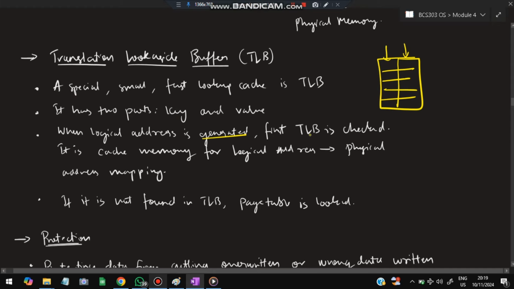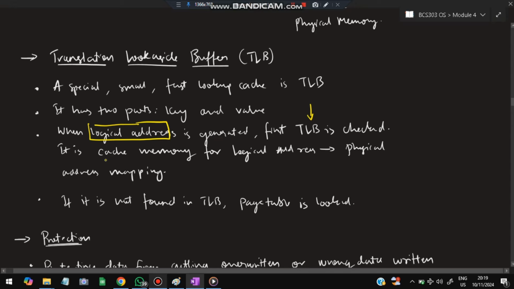When a logical address is generated, the TLB is checked first. When a logical address is generated for a new address, we first check the translation look-aside buffer. It's the cache memory for the logical address to physical address mapping. Whenever we want to find the physical memory for a logical address, we can look directly, but to save time, if the same logical address comes twice, we can save that in the translation buffer and use it to get the physical address more quickly. That is called the translation look-aside buffer.